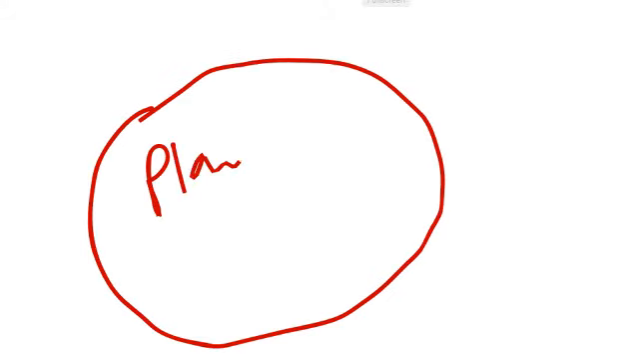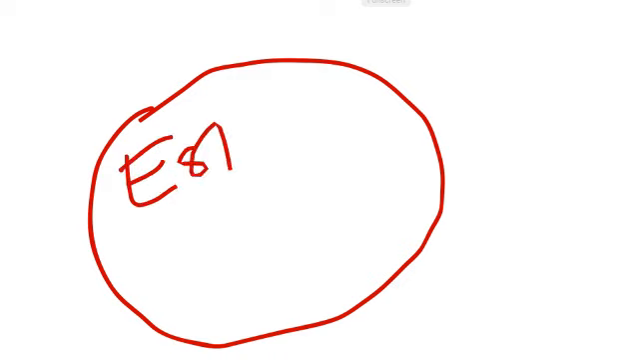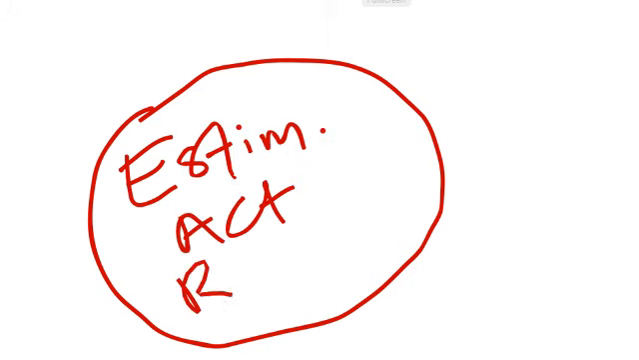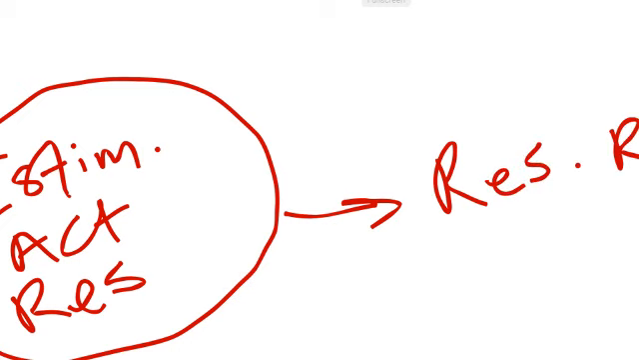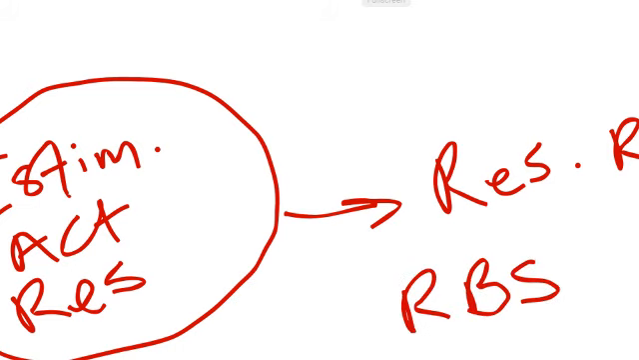What do you get from estimate activity resources? You get your resource requirements, and somewhere lurking around in my head is the RBS, the resource breakdown structure.